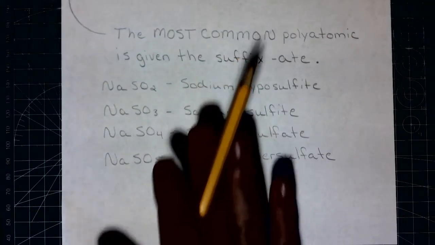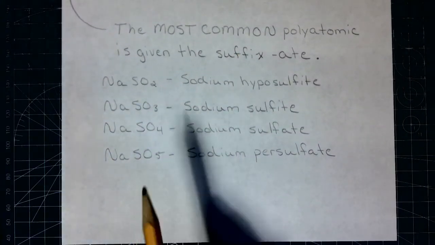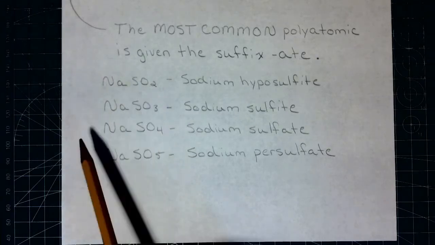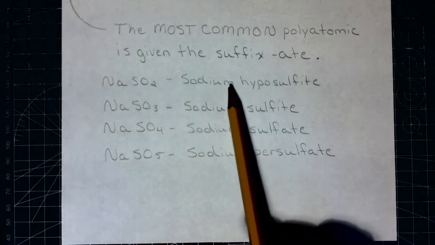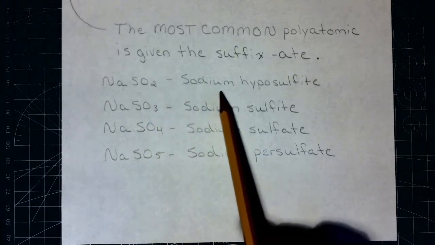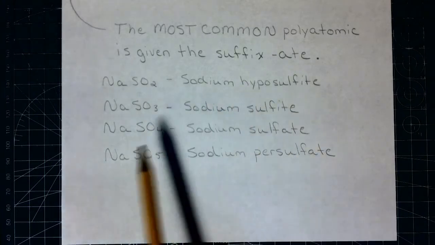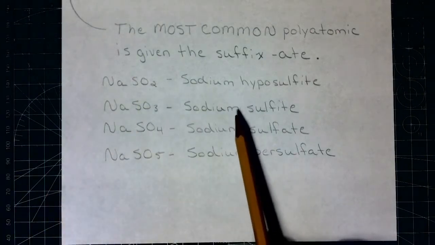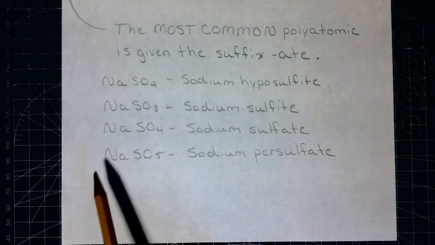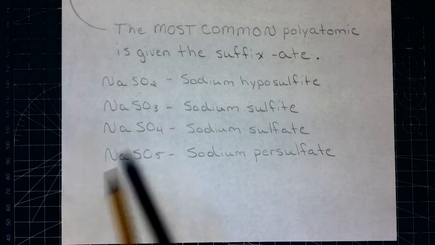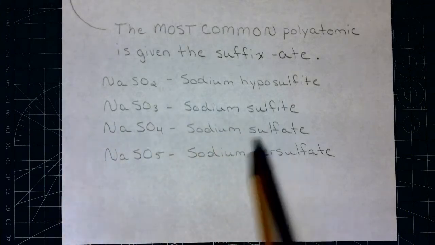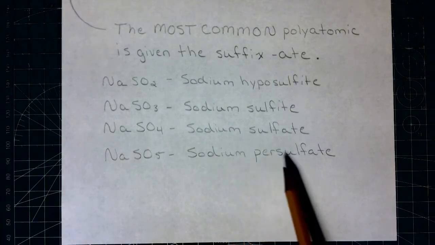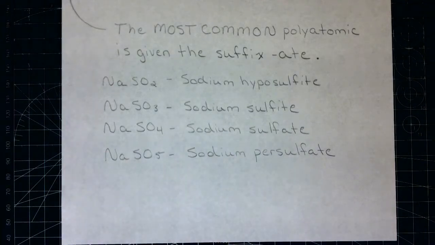Let's go back and look at some examples here. So here I have sodium, and it's attached to an SO2. We call that sodium hyposulfite. Sodium bound to SO3, sodium sulfite. Sodium bound to SO4, sodium sulfate. And then bound to SO5, sodium persulfate.